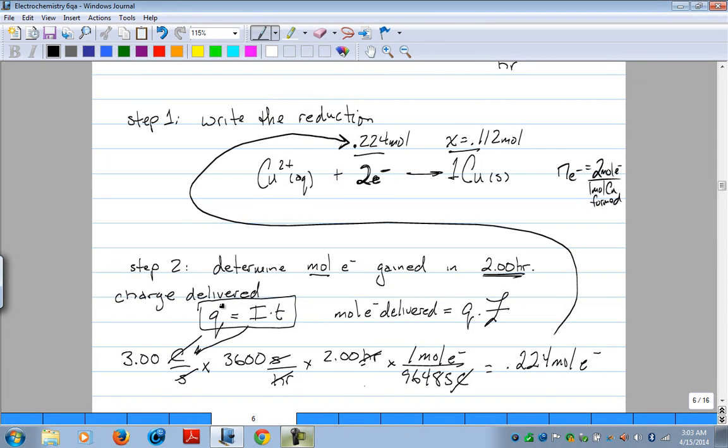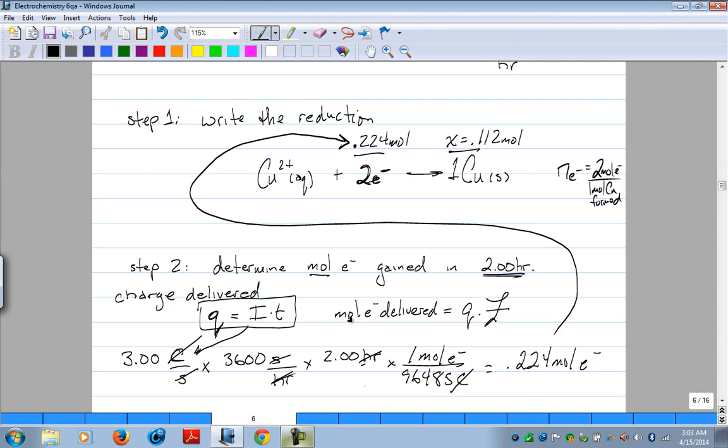So the amount of charge is current times time. We're given a current of 3 coulombs per second. It's 3,600 seconds per hour. That's a constant you should memorize and always know. And that's for 2 hours. So you see the hours cancel, the seconds cancel, one from the time, one from the current, and that gives you the total amount of charge.